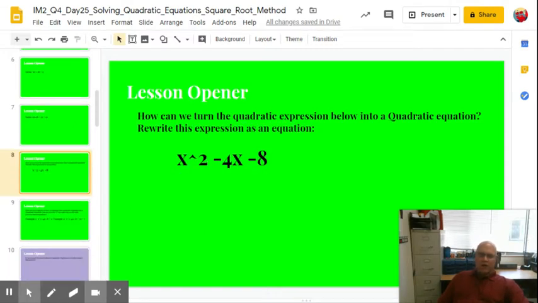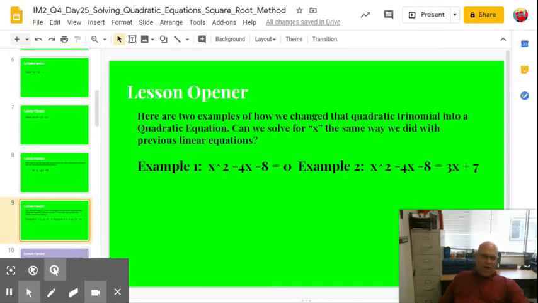Here's a quadratic trinomial. This is a polynomial we've been working with recently. It's also just an algebraic expression, right? It's x squared minus 4x minus 8. Can you rewrite this expression as an equation? I hope you add an equal sign and you put a number or an expression on the right side of the equal sign to make your equation. So now we have x squared minus 4x minus 8 equals 0 in my example 1. And we also have x squared minus 4x minus 8 equals 3x plus 7 in my example number 2.